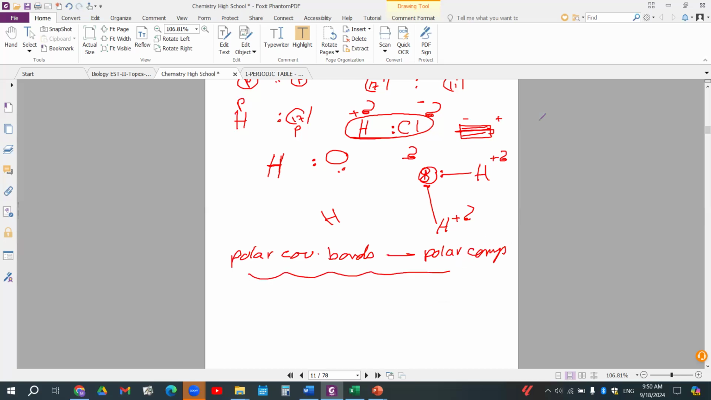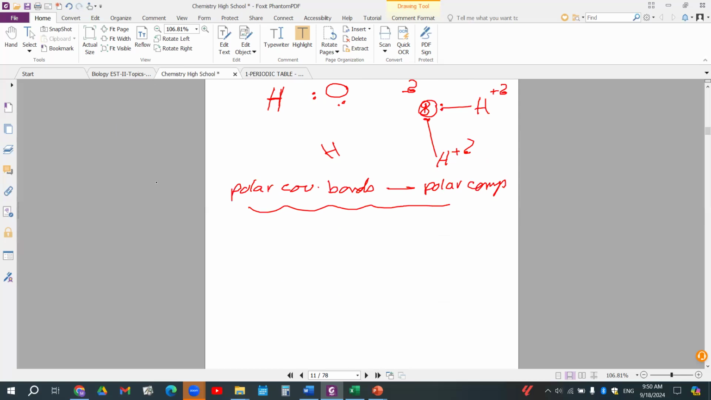Polar compounds. Example of polar compounds: glucose. Glucose is a polar compound. Although it's a molecule, it dissolves in water because it is a polar compound.